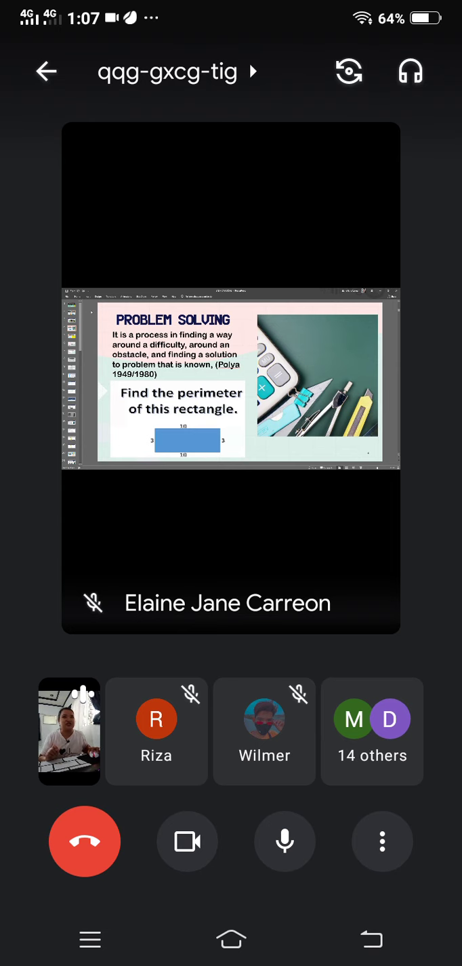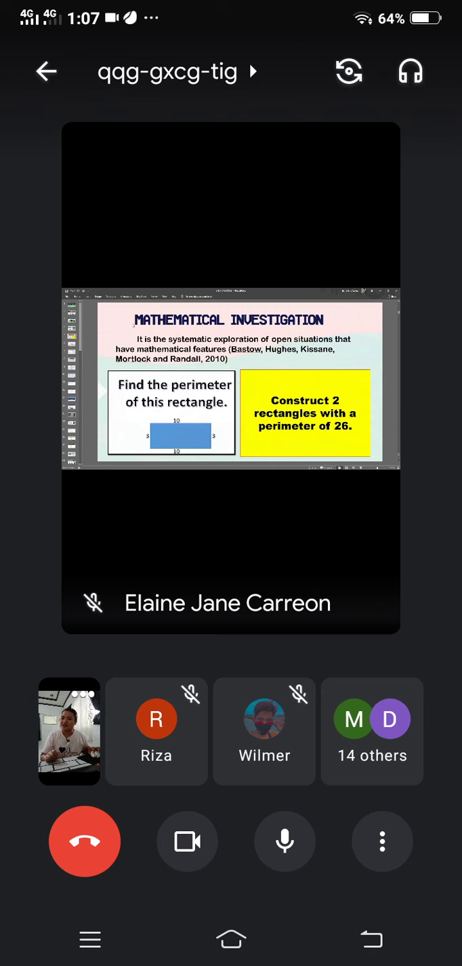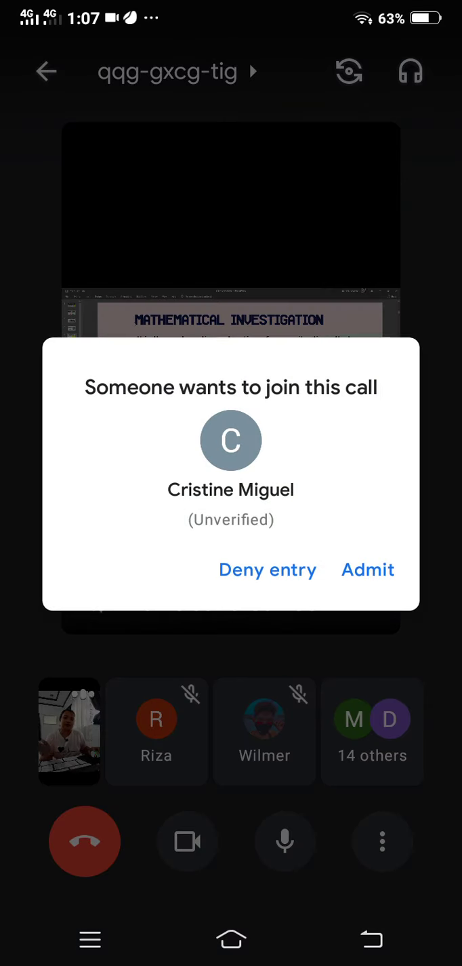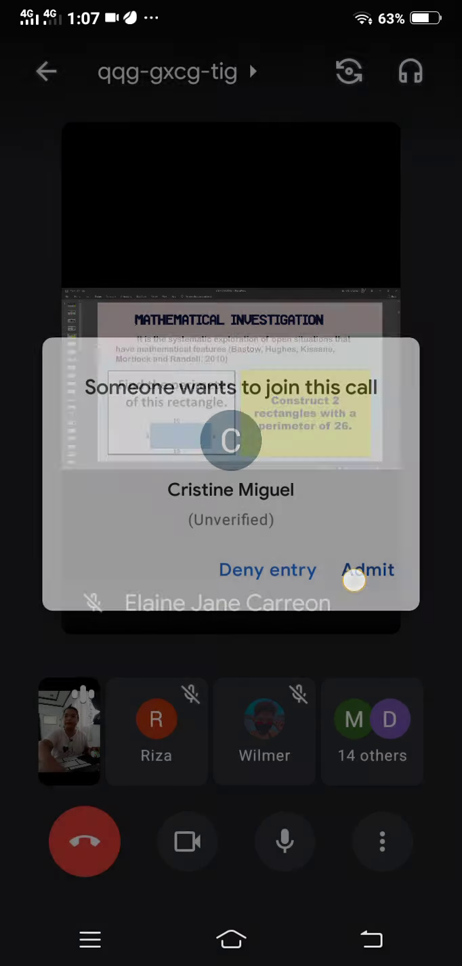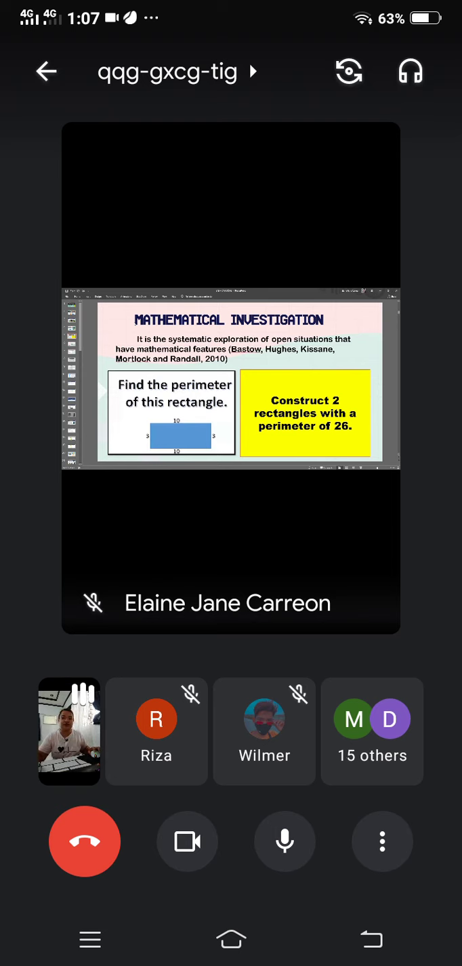But wait, there's more. There is what we call mathematical investigations. Now that you are in senior high school, I think that you are already ready to be an expert when it comes to thinking. So I want you to get out of your comfort zone and start to explore.